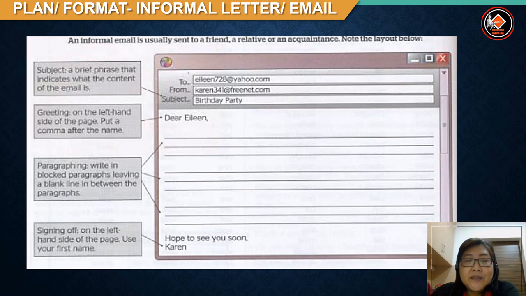Dear pupil, this is the format for informal email. So an informal email is usually sent to a friend, a relative, or an acquaintance. Note the layout below. So this is the layout where you have to, from, and the subject. So you can write, remember the email, example elaine728@yahoo.com, from Karen341@freenet.com, and then the subject, birthday party.